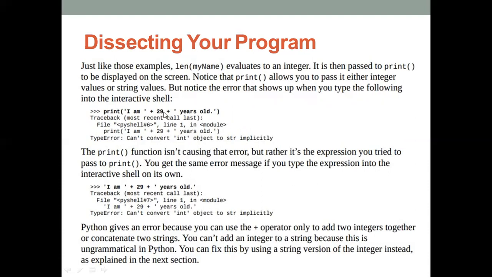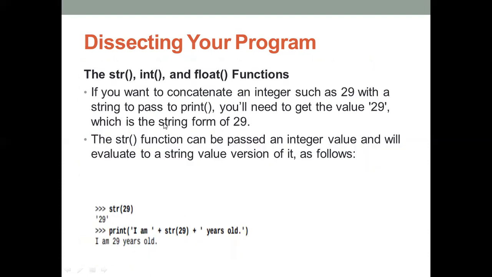But the 29 is an integer. That one we need to convert into a string. For that we have to use the str function. Same thing: "I am " plus str of 29. If you call that string function and pass the 29 inside as an argument, then it will convert it into a string. Then "years old" follows. Now it will print "I am 29 years old."